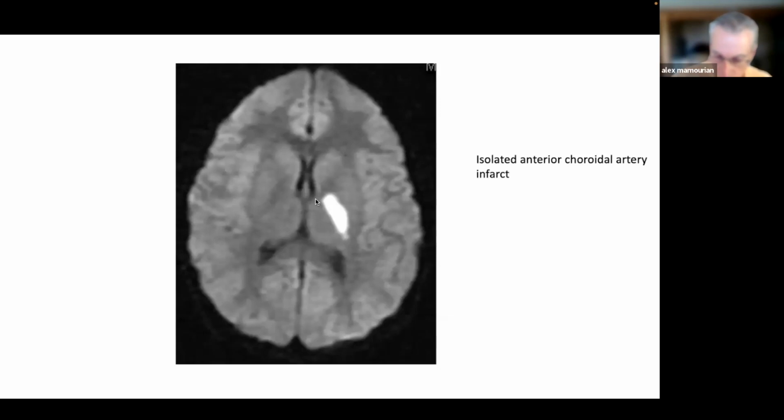This pattern of involvement is the territory of the anterior choroidal artery. The anterior choroidal artery comes off of the distal carotid artery, and it involves the posterior limb internal capsule. As you would expect with an infarct in this territory, these patients are usually hemiplegic. So again, anterior limb, posterior limb, this is thalamus, lentiform nucleus, head of the caudate.